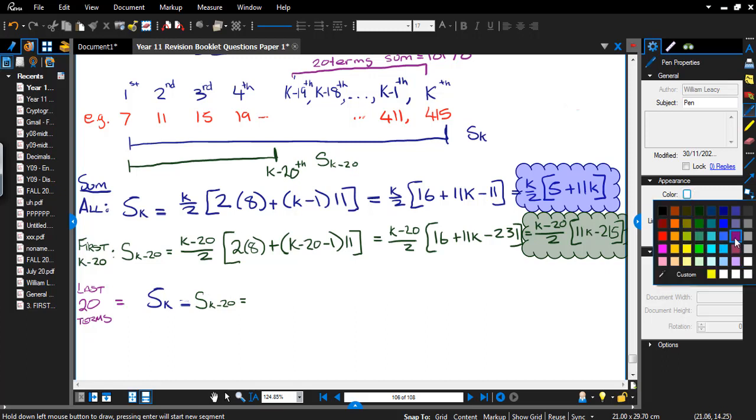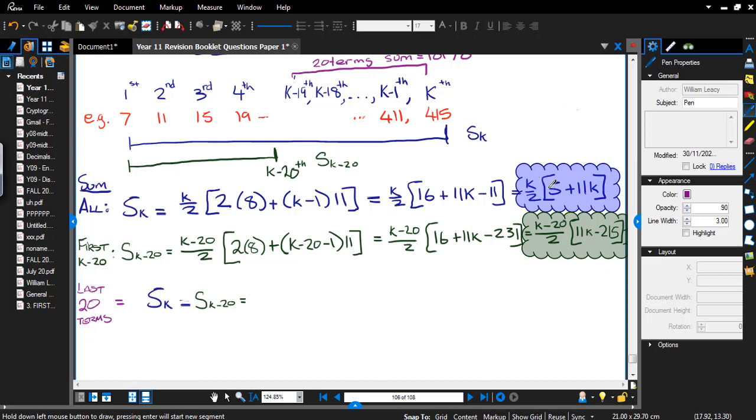So we got k over 2 times 5 plus 11k, minus k minus 20 over 2, bracket 11k minus 215. Alright, now let's make that k a bit more obvious.